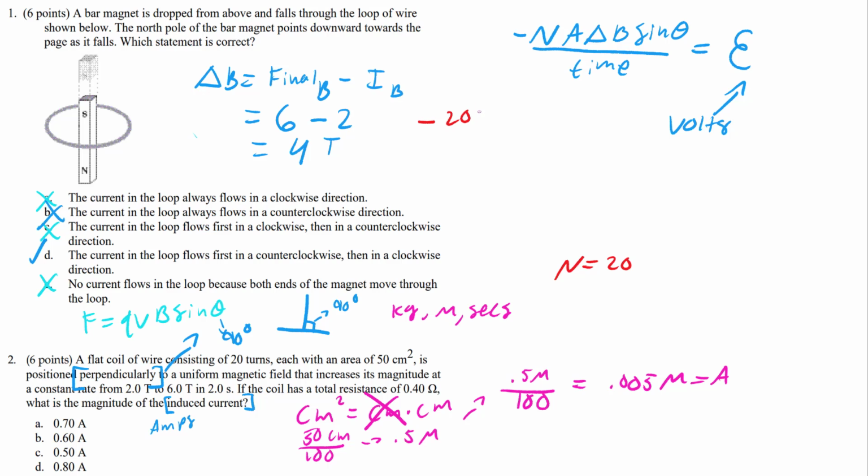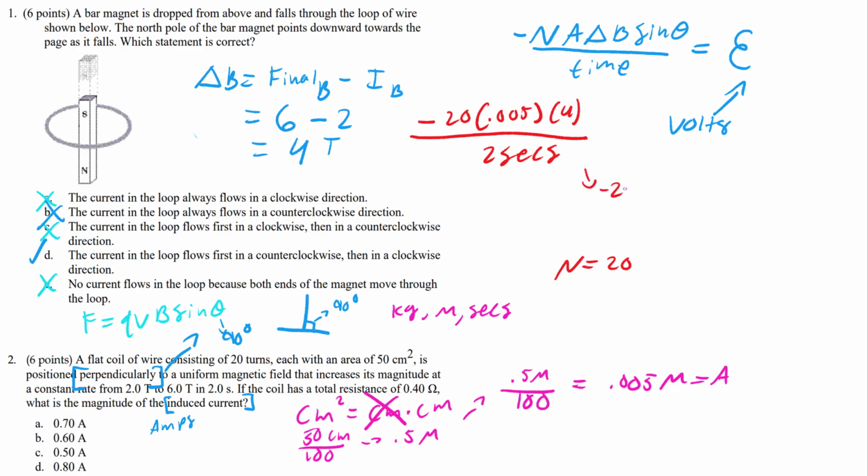So negative 20, multiply that by 0.005, and multiply that by the change of the B field, which is 4. Multiply that by sine of 90, but sine of 90 is just 1. And then divide that by the time that it took, which was 2 seconds. When we put that into the calculator, negative 20 times 0.005 times 4 divided by 2 seconds, you're going to get negative 2.